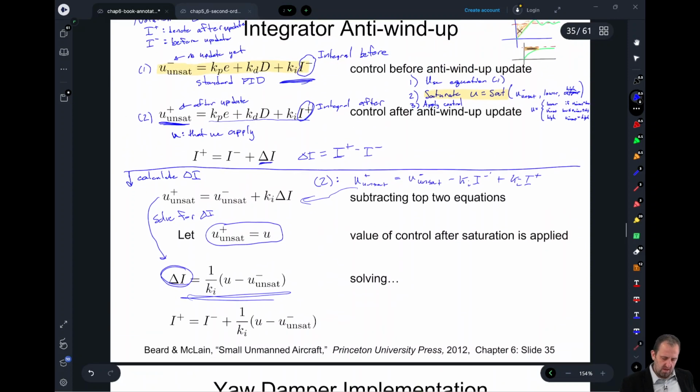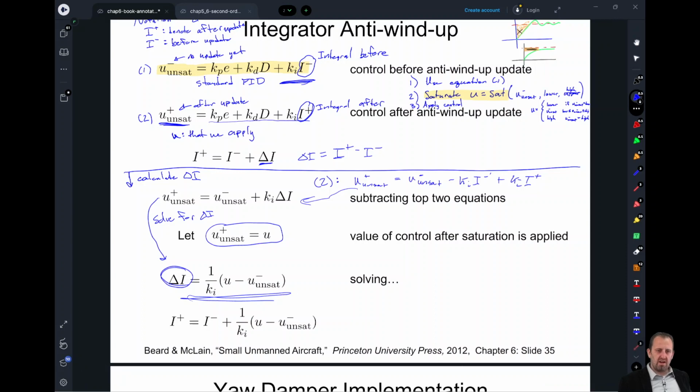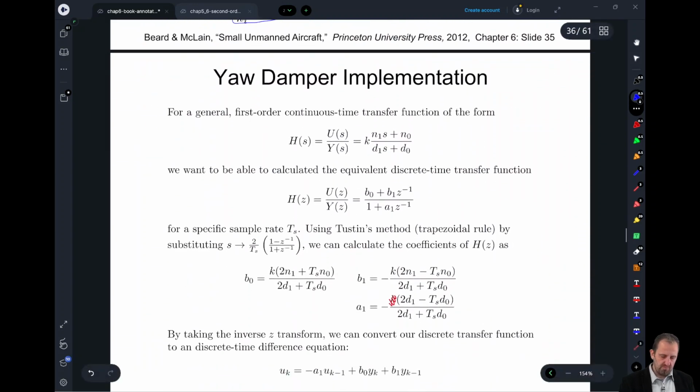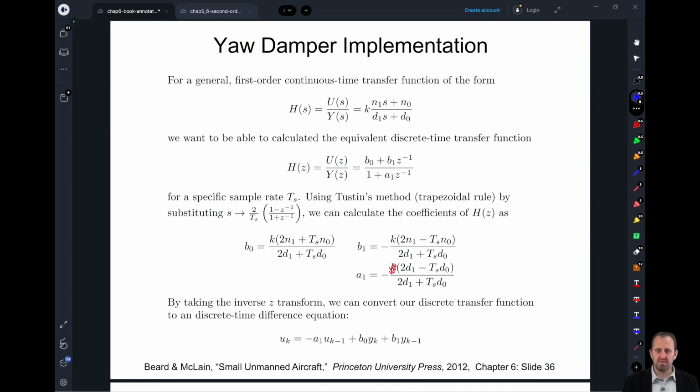So we'll then update our integral. Before we finish this control loop, we'll say let's take off some of our integral. So we'll update our integral, say this is the integral we calculated using our normal techniques, and then we're going to remove this component, this amount, from the integral. And this helps us not wind up as we're saturating our control. Okay, excellent. Now we'll jump into our yaw damper implementation.